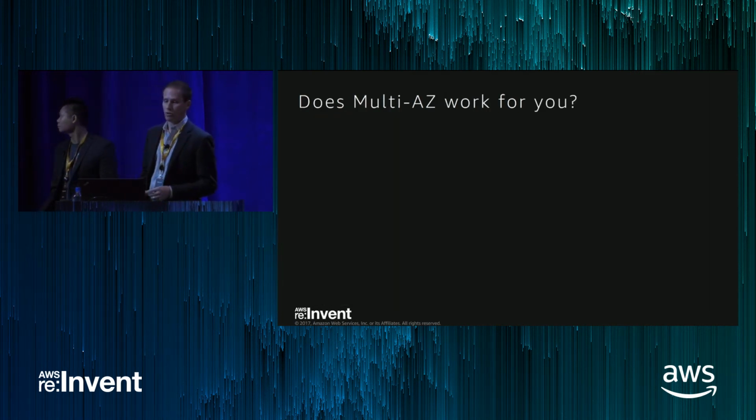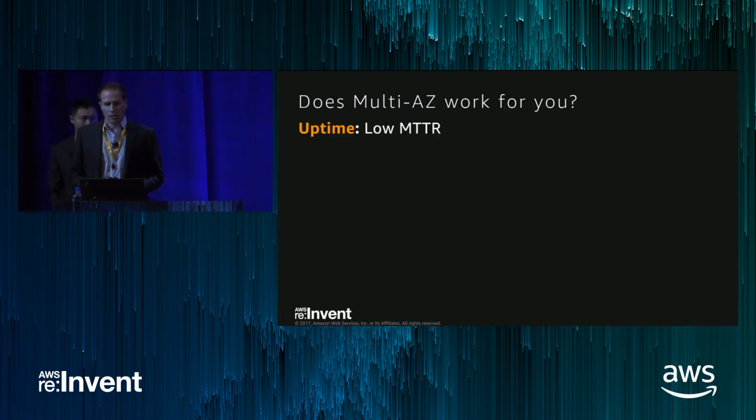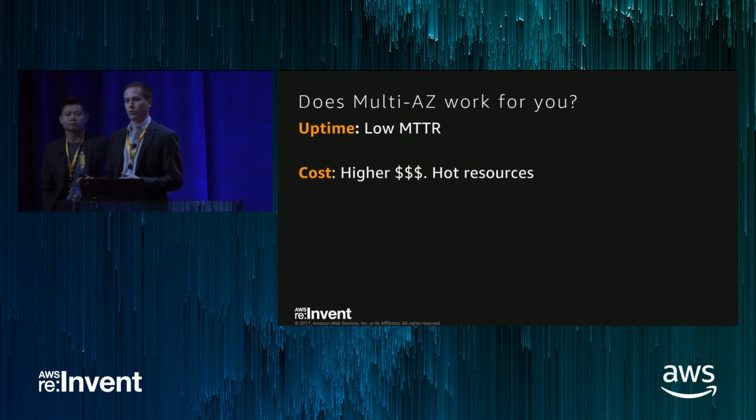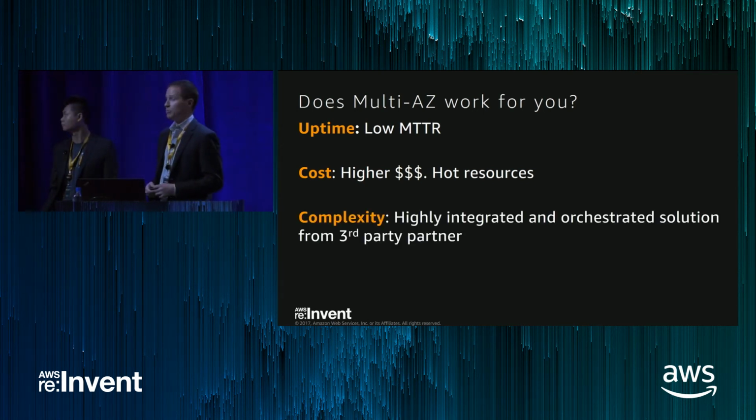So does multi-AZ work for you? Well, very, very low MTTR, as we were talking about. This is the highest expense. You are running hot resources redundantly. You also are paying for a clustered solution, most likely. And the complexity is on the high side.